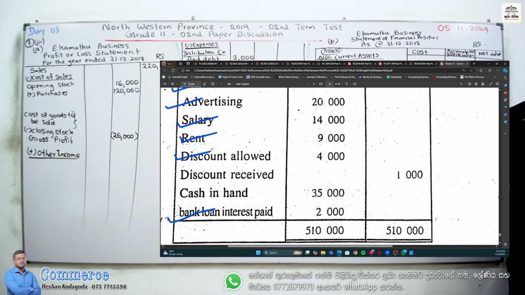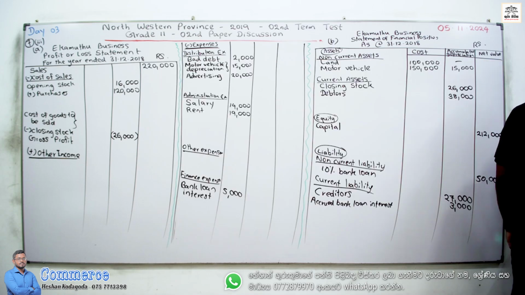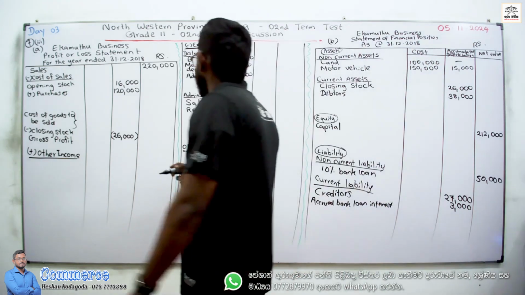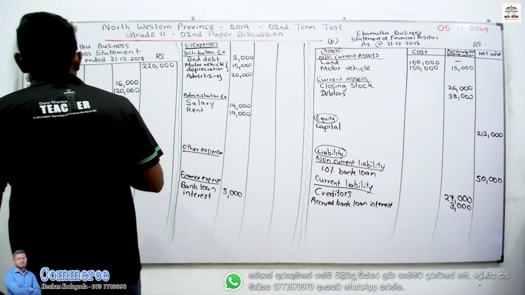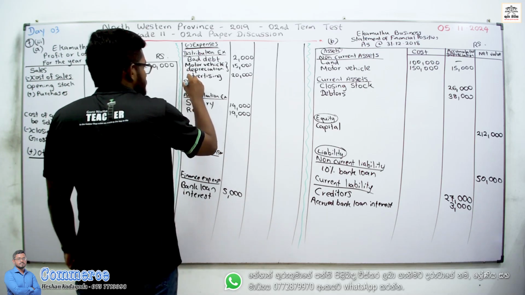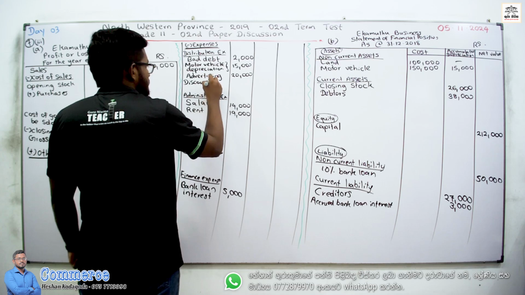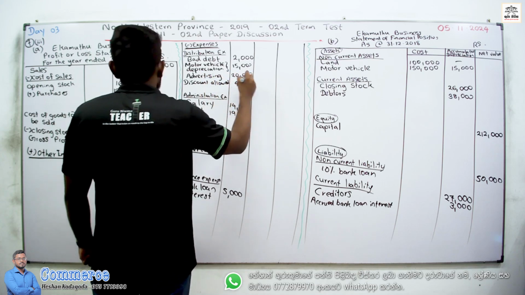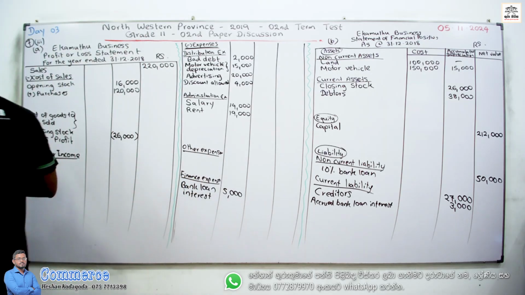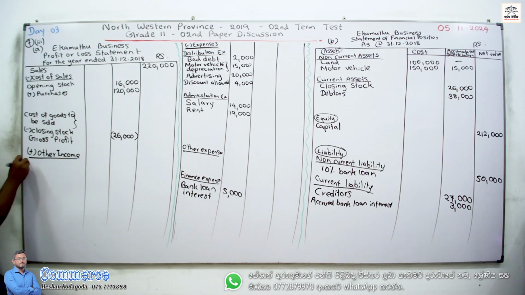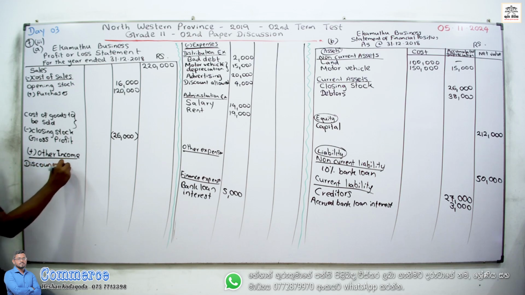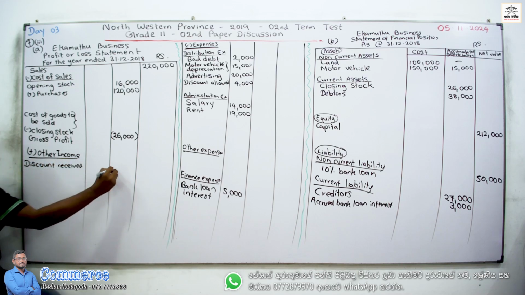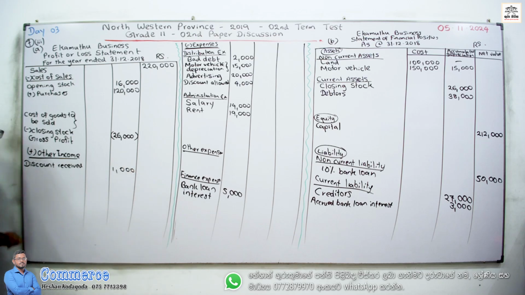Discount allowed is a distribution expense. Discount received is an other income, right? Discount allowed is a distribution expense, 4,000. Then the discount received 1,000.